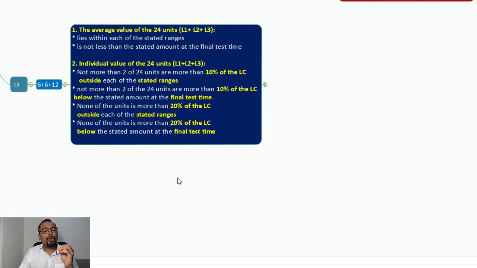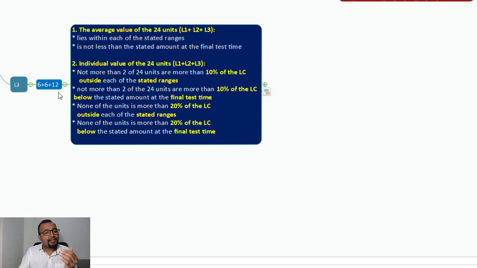So the average value of 24 units must lie within each of the stated ranges, and average value is not less than the stated amount at the final test time. So the guideline talks about the stated ranges and the final test time. So the average value must be between the stated ranges and must not be less than the stated amount at the final test time point.